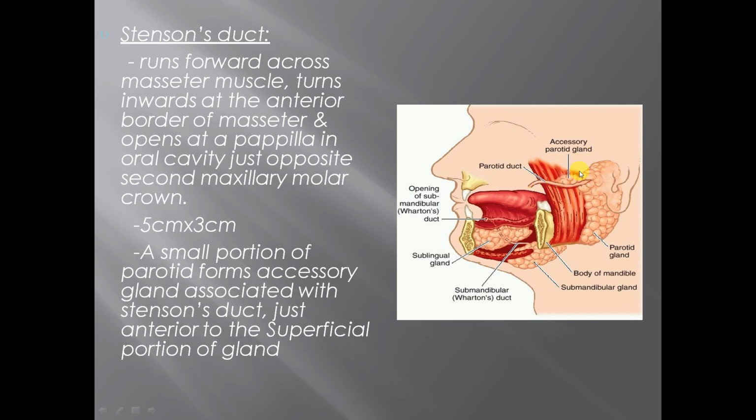There is a small portion of the parotid that forms the accessory parotid gland, just anterior to the superficial portion of the gland, associated with the Stenson's duct. The Stenson duct runs forward across the masseter muscle and turns inward at the anterior border of the masseter and opens at the papilla in the oral cavity just opposite to the second maxillary molar.